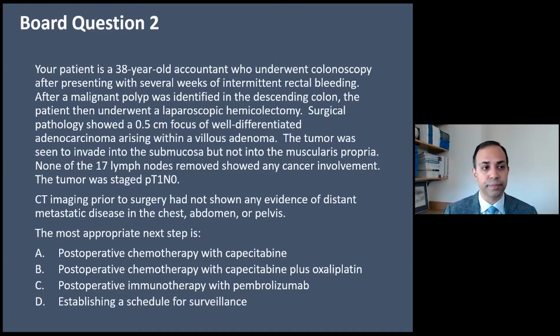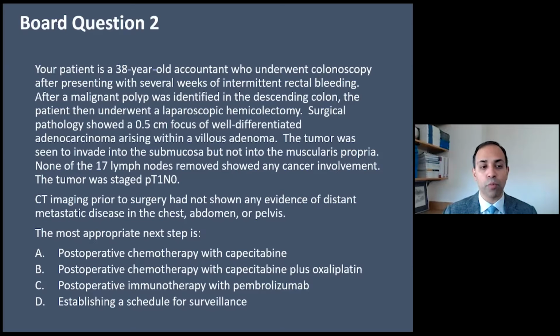Board question 2. Your patient is a 38-year-old accountant who underwent colonoscopy after presenting with several weeks of intermittent rectal bleeding. After a malignant polyp was identified in the descending colon, the patient then underwent a laparoscopic hemicolectomy. Surgical pathology showed a 0.5 centimeter focus of well-differentiated adenocarcinoma arising within a villous adenoma. The tumor was seen to invade into the submucosa, but not into the muscularis propria. None of the 17 lymph nodes removed showed any cancer involvement. The tumor was staged pT1N0. CT imaging prior to surgery had not shown any evidence of distant metastatic disease in the chest, abdomen, or pelvis.